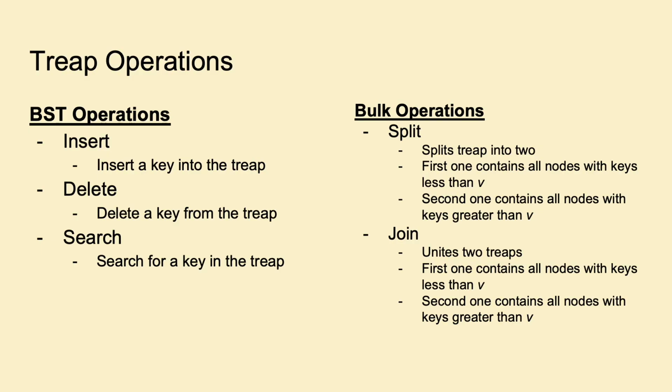Treaps support many different operations. It supports the basic BST operations such as insertion, deletion, and search. Treaps also support bulk operations such as split and join. Given a value v, we can split a Treap into two, the first one containing all nodes with keys less than v, and the second one containing all nodes with keys greater than v. Or we can do the reverse by uniting these two Treaps through the join operation.